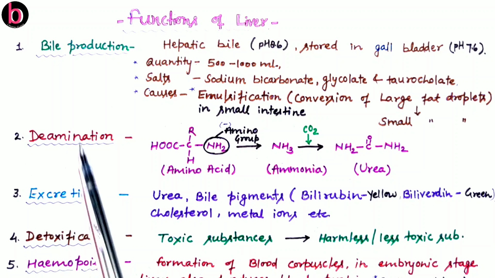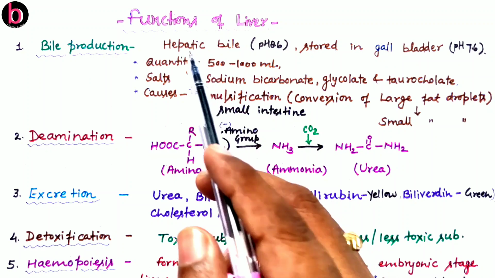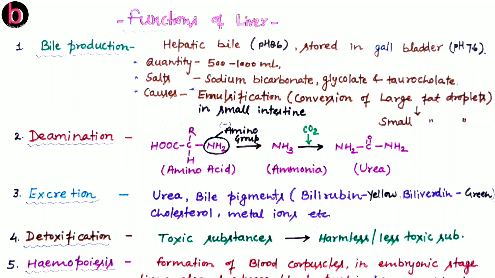So the first function is bile production. We can use the word bile or bile juice or hepatic juice or hepatic bile. Hepatic is an alternative term we discussed earlier. The liver is also known as hepar, so hepar and then hepatic. The pH of bile juice is nearly 8.6.